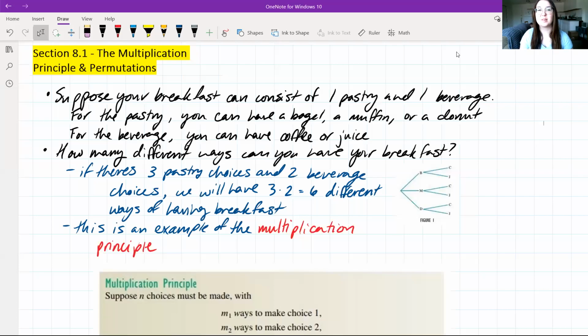Hello everyone, we're going to be starting chapter 8 now. So today we're going to talk about section 8.1, which is about the multiplication principle and permutations.